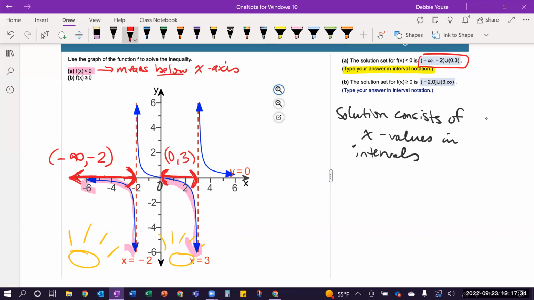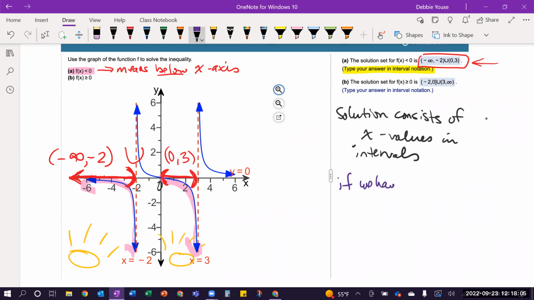And it's an open interval because, again, I'm not including 3 because of the asymptote, and I'm not including 0 because it looks like that's right on the x-axis at 0, 0, the origin. And remember, this is simply below and not including equality with 0. So I put those two things together with a union symbol, and that's how I get this first answer here, okay?